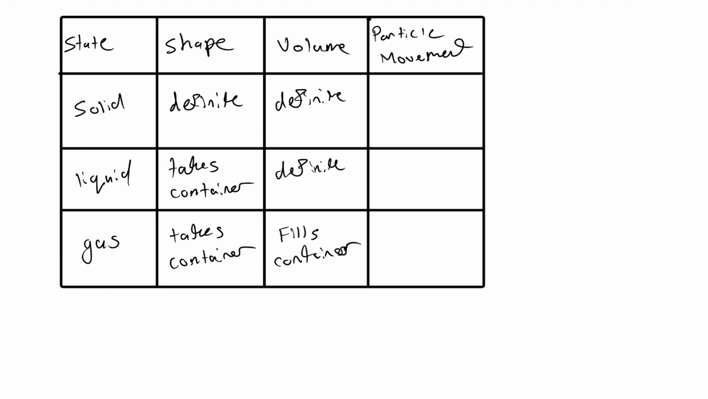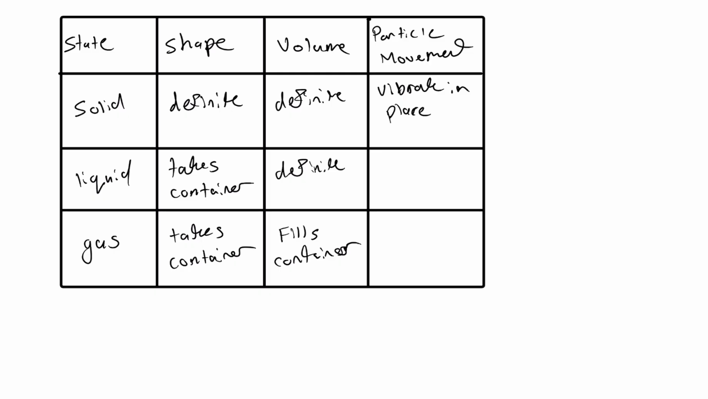And now for particle movement, if a solid has a definite shape and a definite volume, will the particles be moving all over the place or will they be pretty close together? They'll be pretty close together. So for a solid, the particles, or the atoms, just vibrate in place. There's not a lot of movement of those particles.